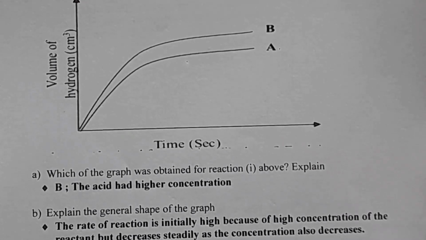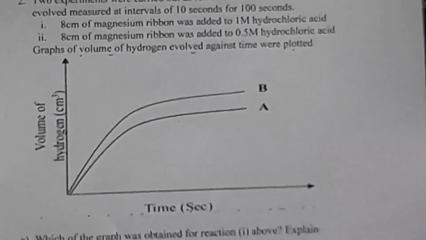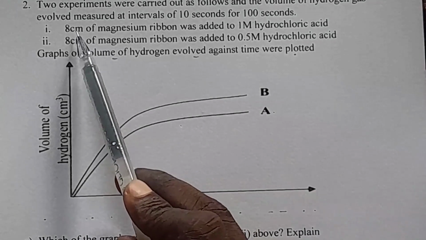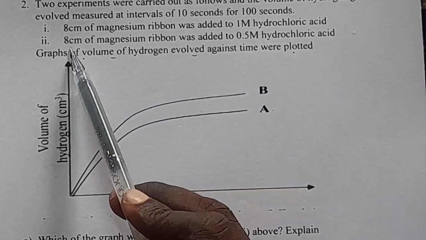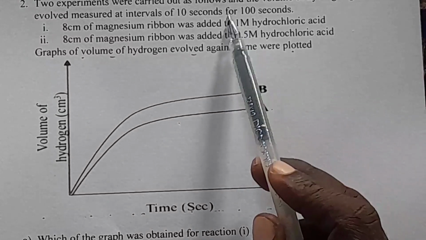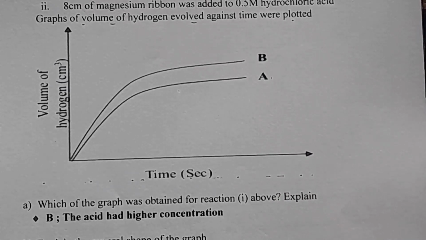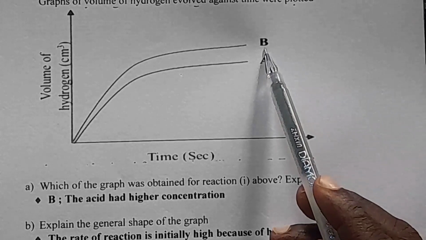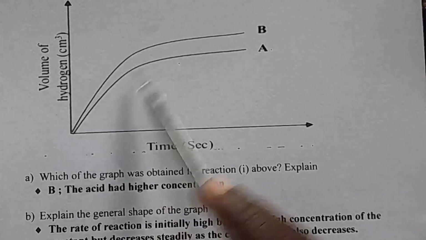We are told here, which of the graphs was obtained for reaction 1 above? Let's check reaction 1. In reaction 1, we have 8 centimeters of magnesium ribbon added to 1 molar hydrochloric acid. The other one has 8 centimeters of magnesium ribbon, but it was added to 0.5 molar hydrochloric acid. So the first experiment had higher concentration, which will lead to a higher rate of reaction. That means we have curve B. So the answer will be curve B or graph B, and the reason is the acid had higher concentration. The one that has a higher concentration will be the one that has a higher rate of reaction.